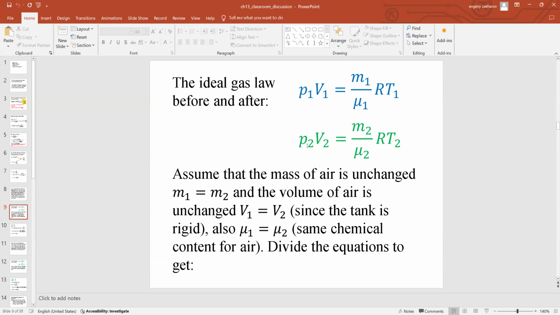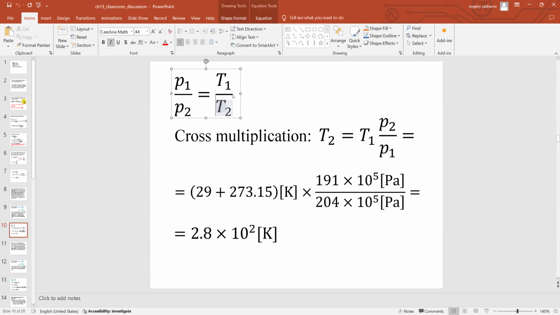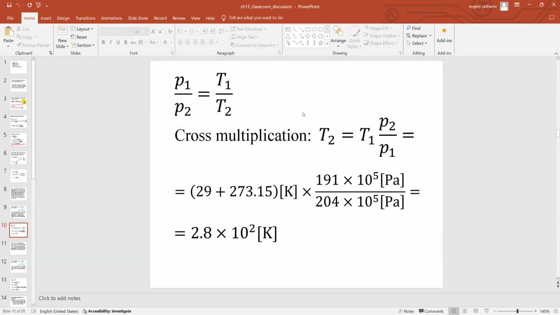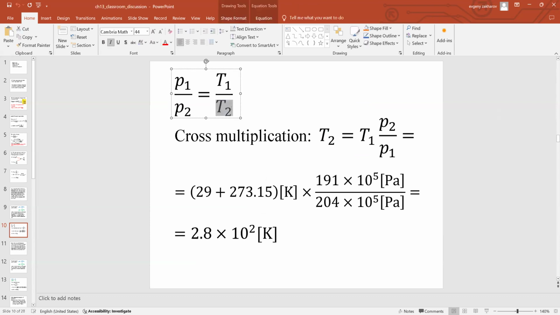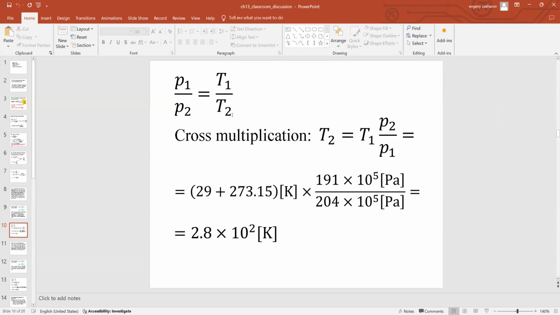So it's just P1 to P2, T1 to T2. And it's easy to solve with cross multiplication or any other method that you can think of. I'm doing cross multiplication here. If you want to know about the ocean, you want the second condition, not the first one. The first one is for the surface at 29 degrees Celsius. You want the ocean.